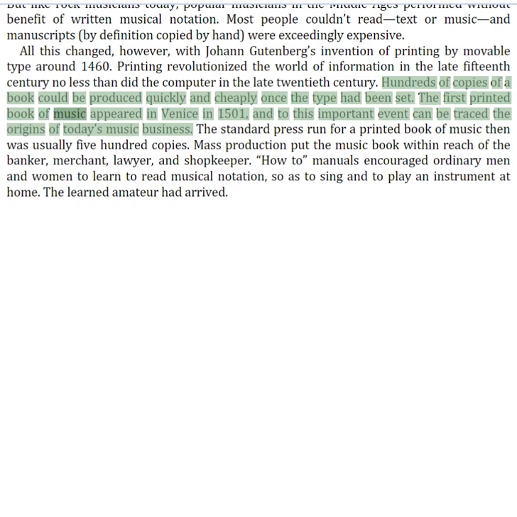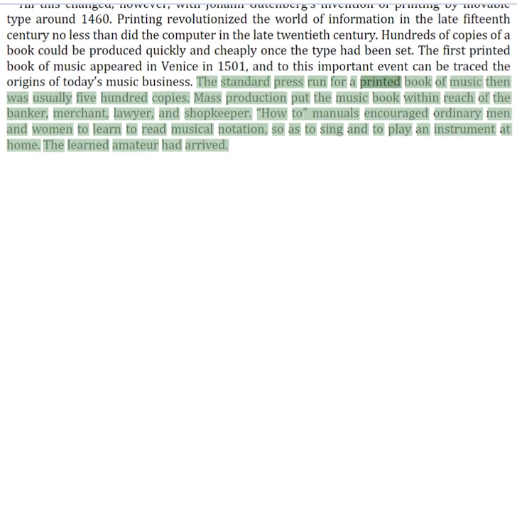The first printed book of music appeared in Venice in 1501, and to this important event can be traced the origins of today's music business. The standard press run for a printed book of music then was usually 500 copies. Mass production put the music book within reach of the banker, merchant, lawyer, and shopkeeper. How-to manuals encouraged ordinary men and women to learn to read musical notation, so as to sing and to play an instrument at home. The learned amateur had arrived.